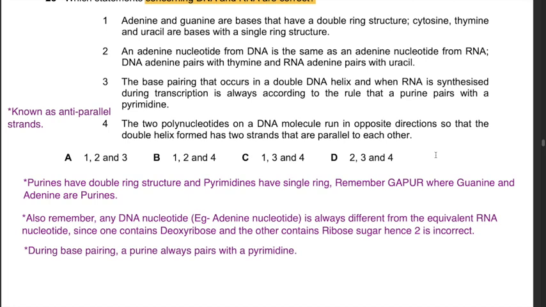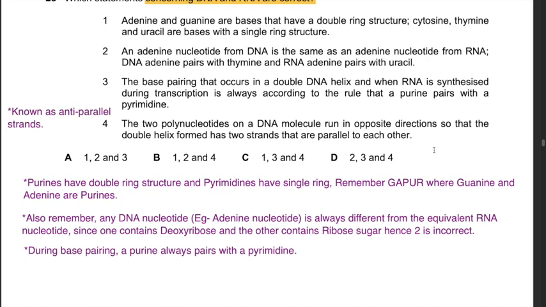Statement 2, an adenine nucleotide from DNA is the same as an adenine nucleotide from RNA. DNA adenine pairs with thymine and RNA adenine pairs with uracil. Also, remember, any DNA nucleotide, which over here is adenine nucleotide, is always different from the equivalent RNA nucleotide. So, an adenine nucleotide in DNA is not the same as the adenine nucleotide from RNA. Why is that? Because DNA has the sugar deoxyribose and RNA has the sugar ribose. Therefore, they won't be the same. They will have some sort of difference.